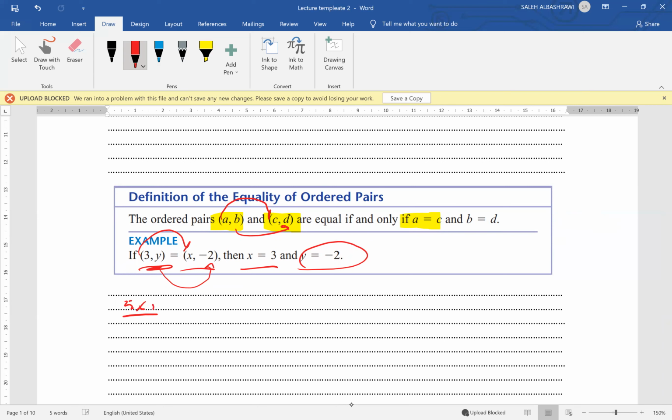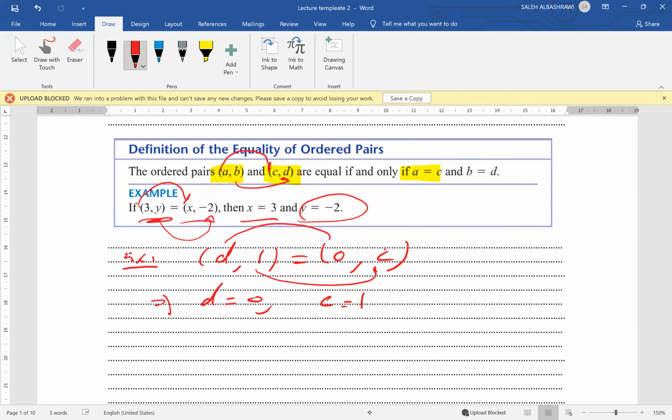For example, if I have D and 1 equal to C and, let's see, say 0 and 4, or I need to make it C variable. This means that D equal to 0 and C equal to 1. First with the first, second with the second.